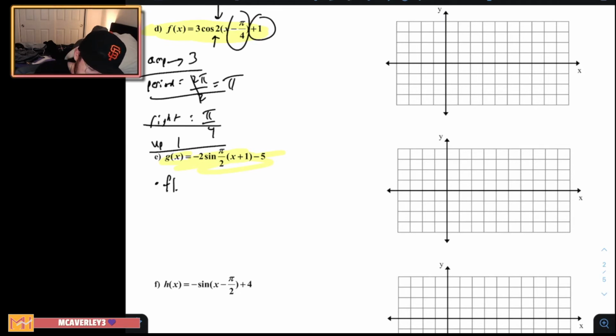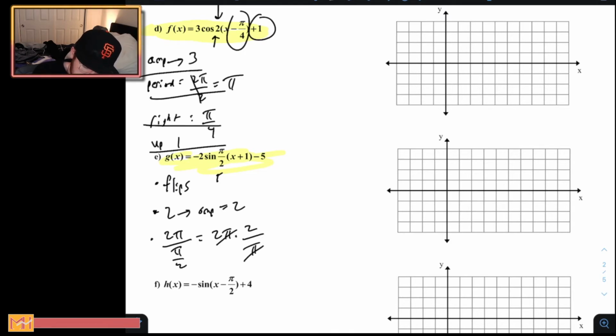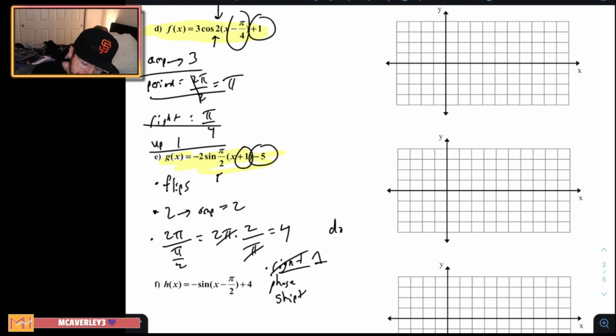That negative flips it. That 2 makes the amplitude 2. Okay? That pi over 2, that's kind of weird. That is the b value. 2 pi over pi over 2. What happens when you divide by a fraction? You multiply by the reciprocal. Cancel, cancel. And we end up with 4. How about that? This is moving us to the right 1. And this is moving us, I should use phase shift, right 1. And then we moved down 5.